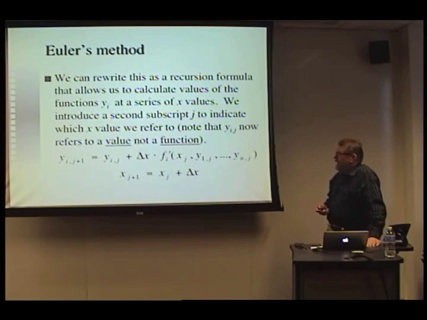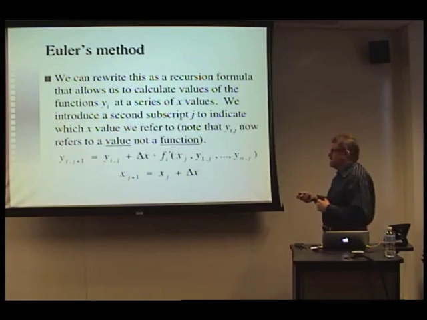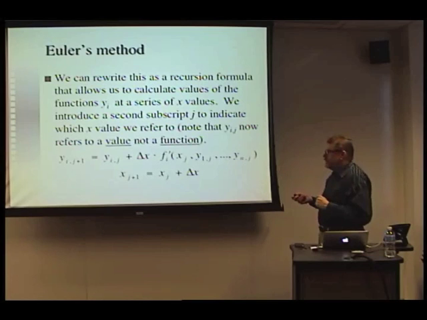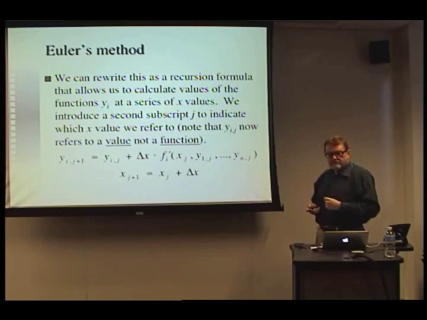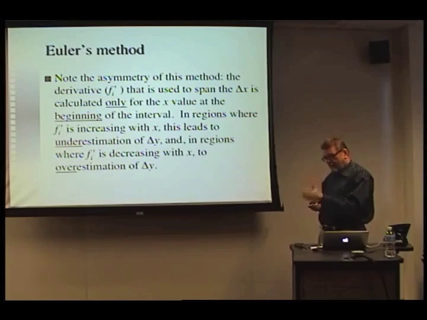Now, that raises a very important point. There's asymmetry in these equations. We're trying to calculate the value of y at the next point, but we're using the value of the derivative at the current point. So notice that asymmetry: we're at current values of x and y, and we're trying to project what the next value of y is going to be, but we're using only the derivative at the current point.